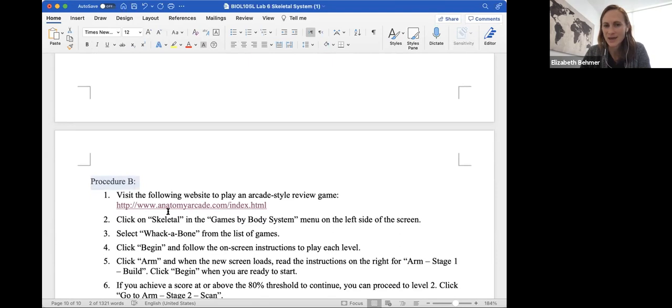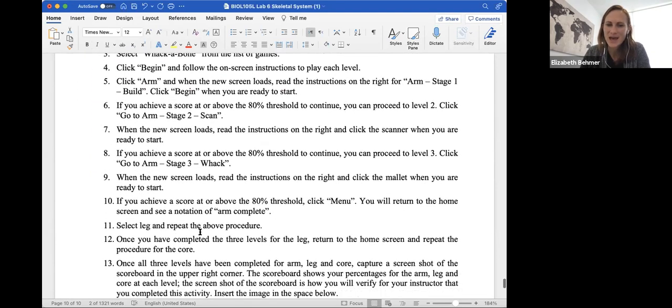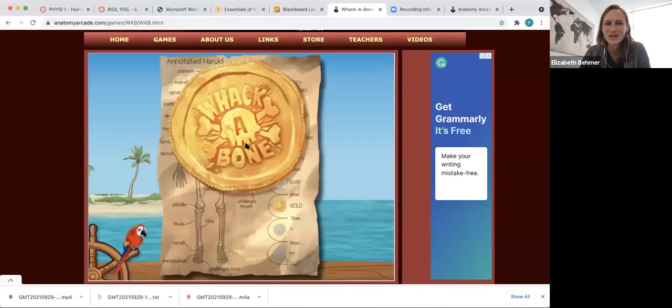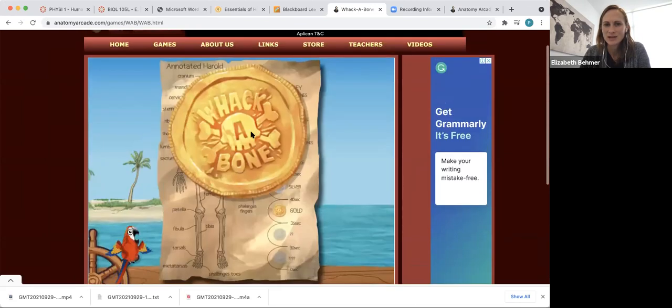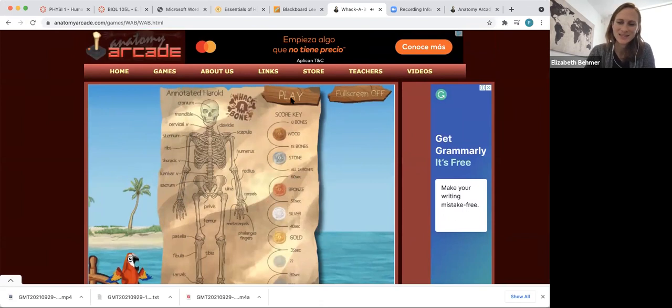It's the anatomy arcade, and it's the whack a bone. It basically has you quickly identify bones really, really fast. And I'll just pull up this link. Hopefully you guys are seeing this. So here's the whack a bone link. It should pull up, and then you can go ahead. It has fun sounds. And then you can play the game.